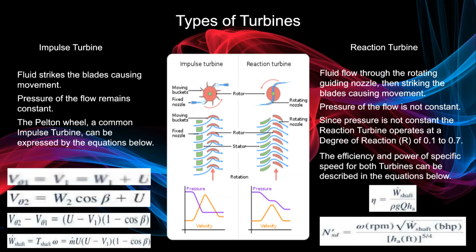The change in pressure leads to a degree of reaction, which is a ratio between the enthalpy across the moving blade and the enthalpy across the nozzle and the moving blade. For the Pelton wheel, V theta 1 and V theta 2 can be described by the governing equations below. V theta 2 minus V theta 1, or the change in V theta, can be described as T shaft. To obtain the shaft work of an impulse turbine, the change in V theta can be multiplied by the angular velocity. The efficiency and power specific speed for both turbines can be described in the equations below.